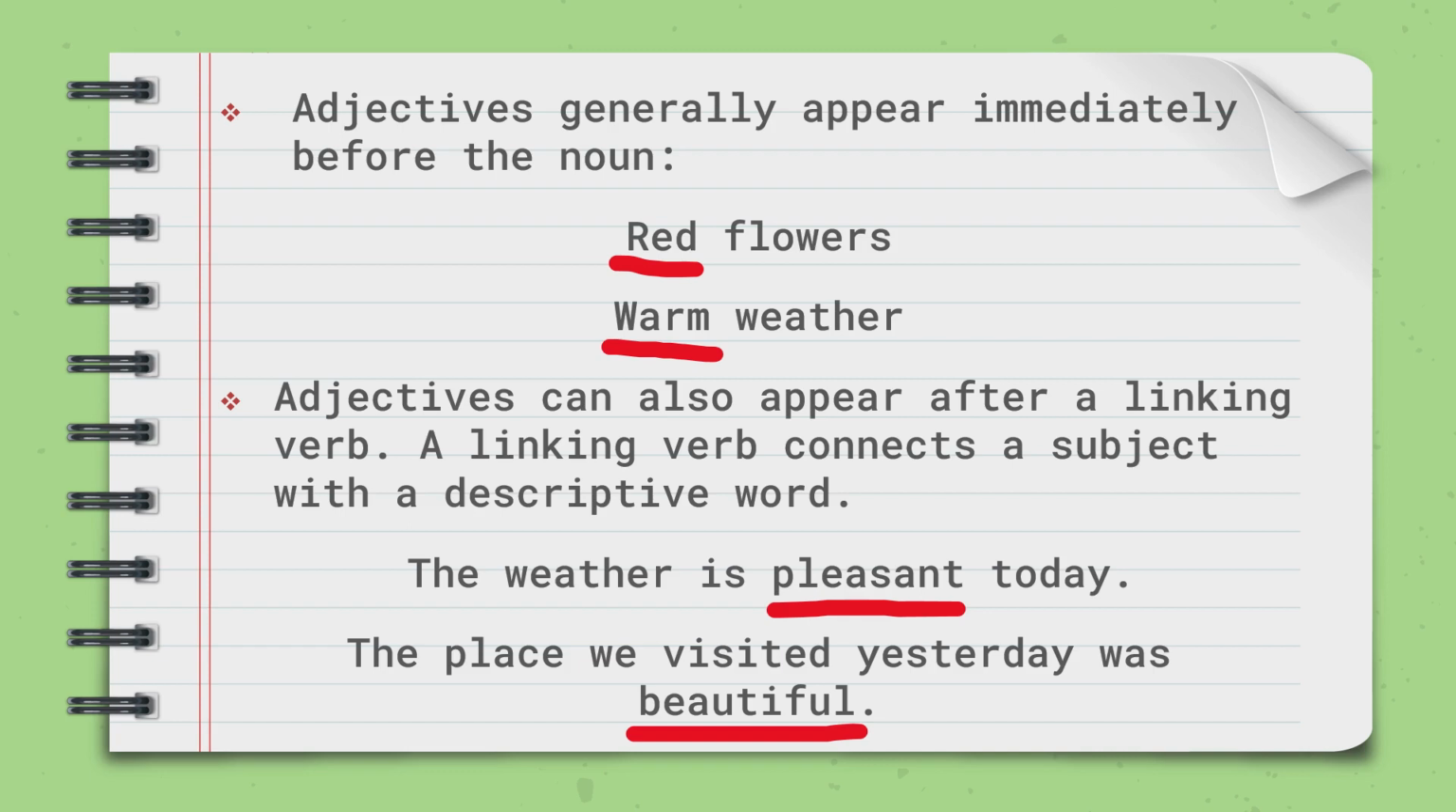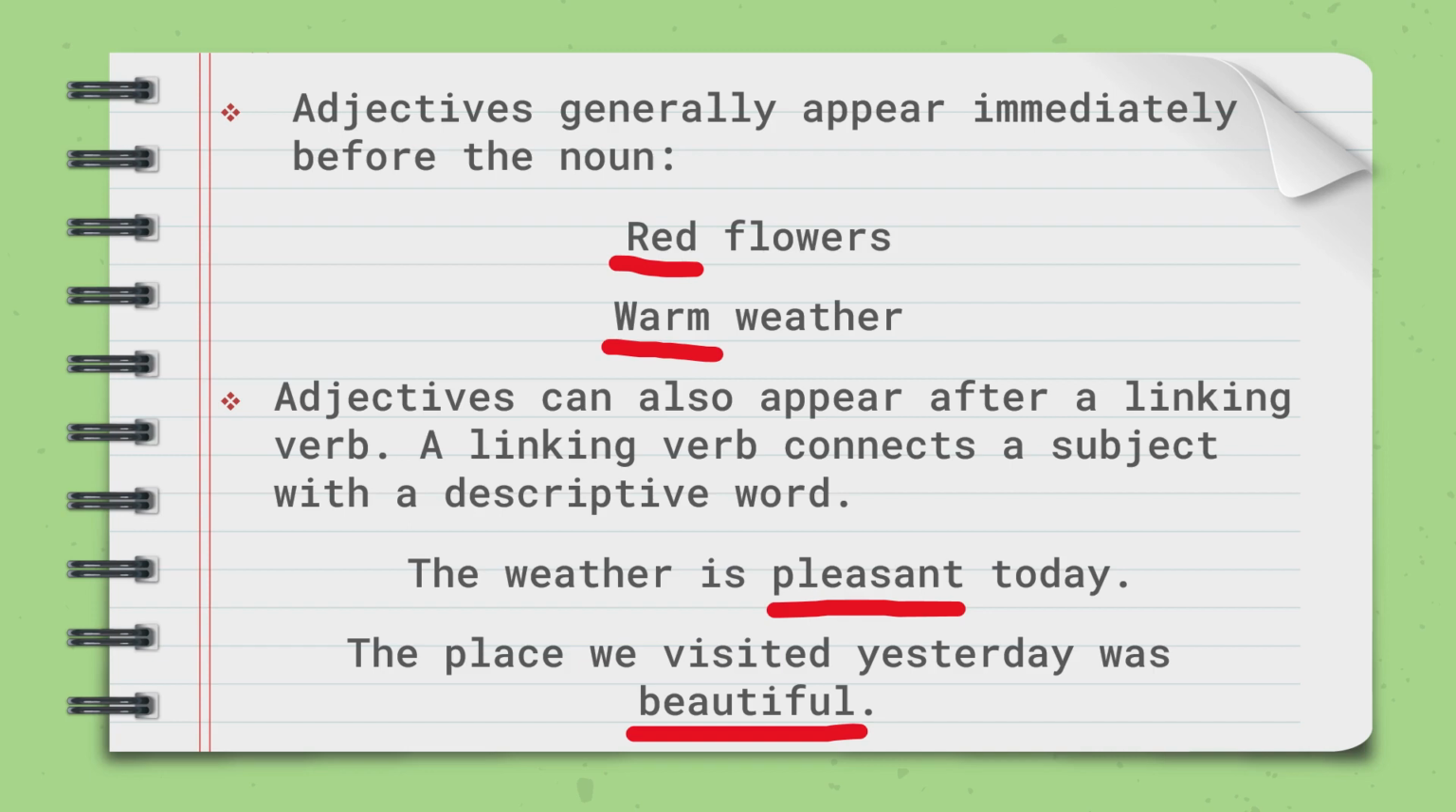Let's take a look at these examples. The weather is pleasant today. Now here we are talking about the weather. The weather is the subject. Weather is also noun, right? Now, is is linking verb.